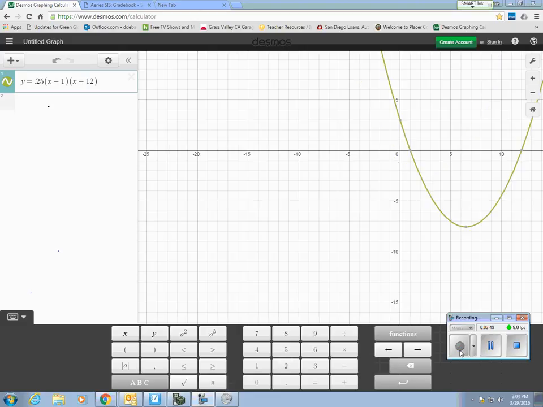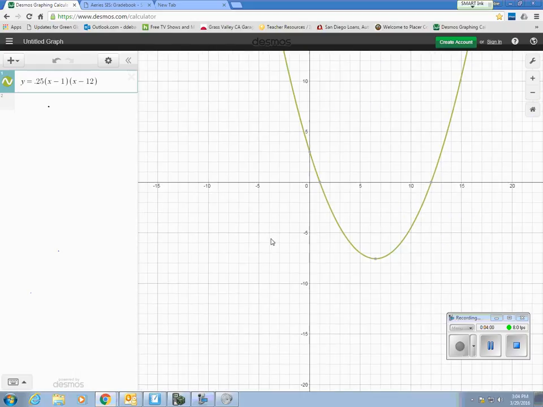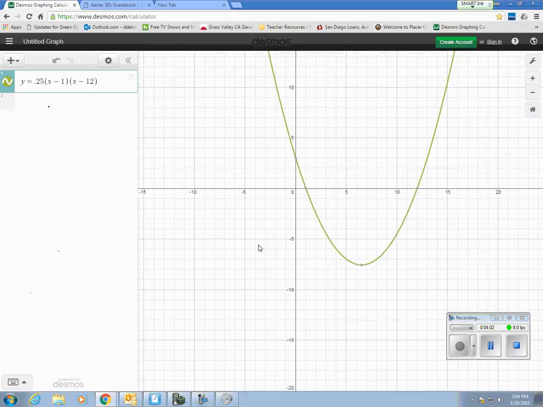All right, number 8, I have my function y equals 0.25 times (x minus 1) times (x minus 12). And I notice that my x-intercepts are at positive 1 and positive 12.